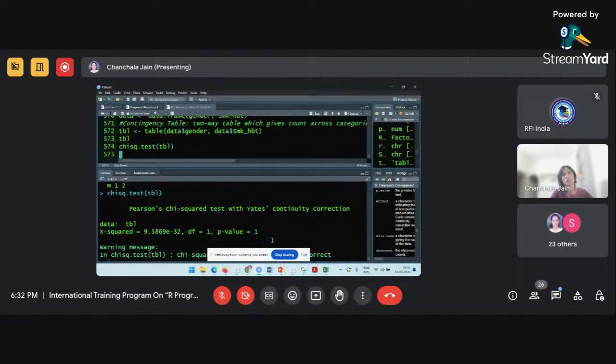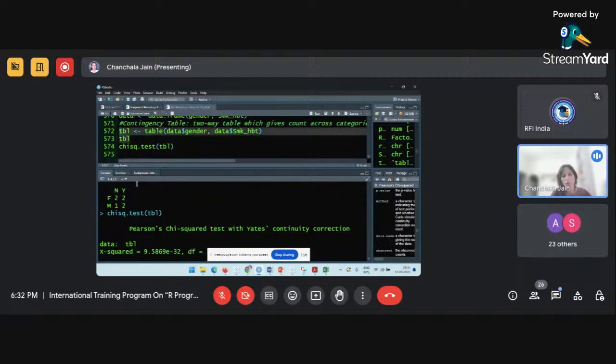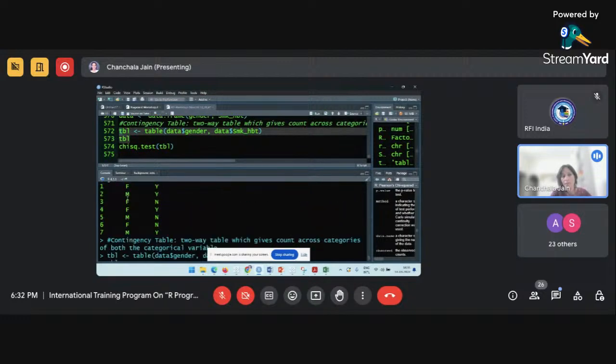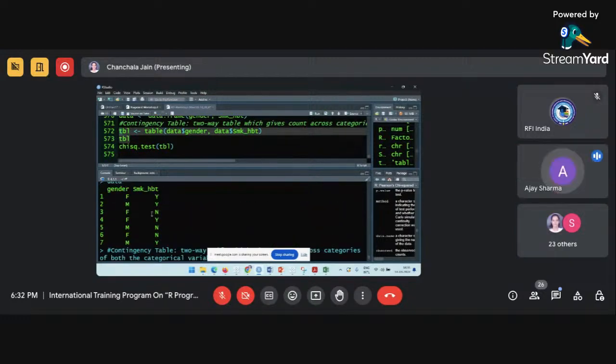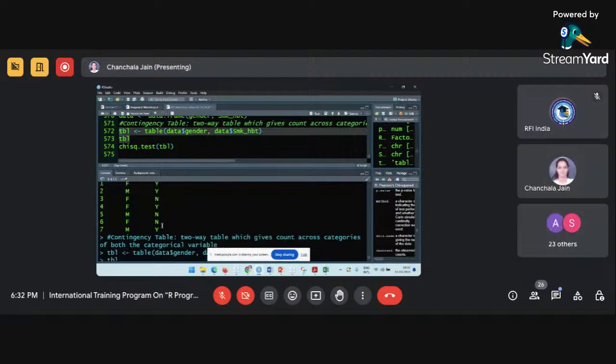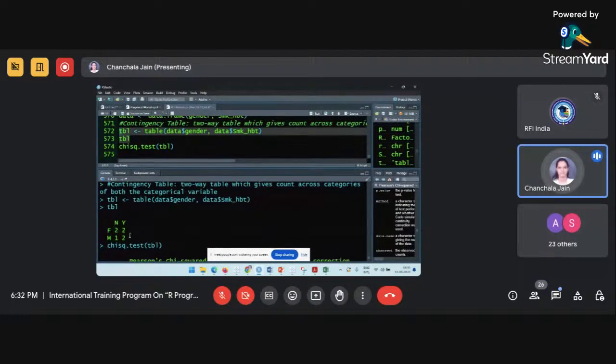So how does this work? Why have we taken this table? For contingency table, I told you, we need to have data in this form. We need to have the counts, not the values. In the previous data frame, we had the values, not the counts. So you need to create a contingency table, and that way it will clearly say that for frequency, if I talk about female and the no category, it is two.